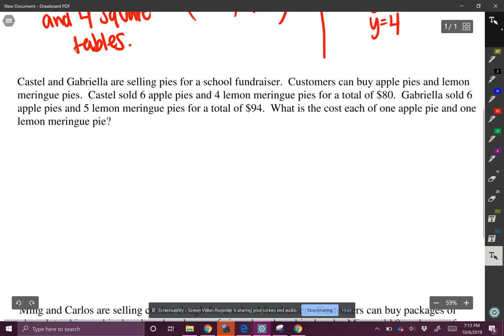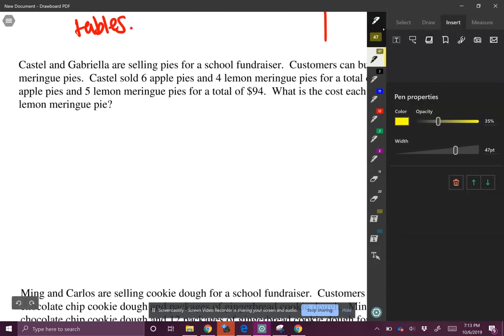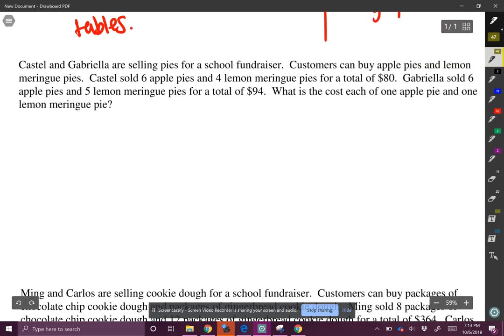I'm trying to move my screen. There we go. Okay. If you have a highlighter, if you want to get that out, that might be helpful right now for you as well. Let's go ahead and read through this one.